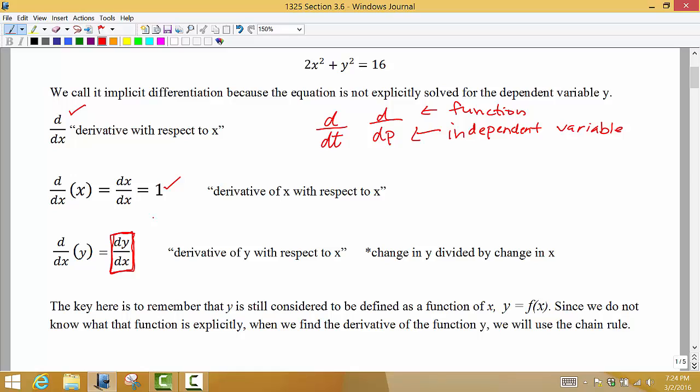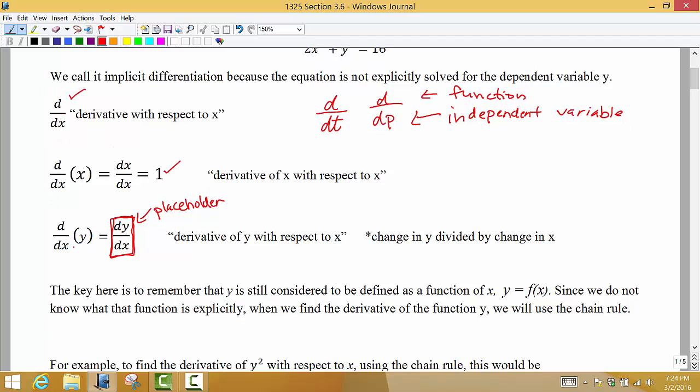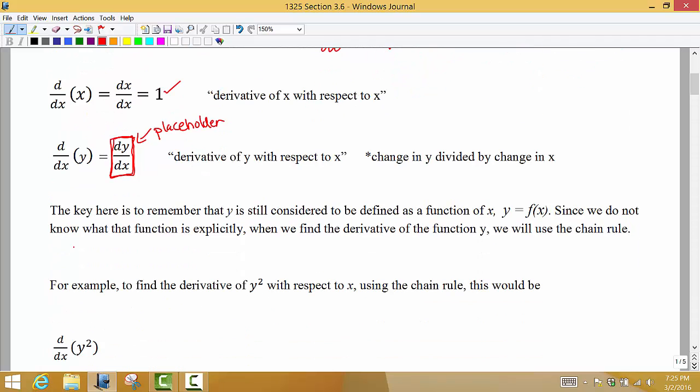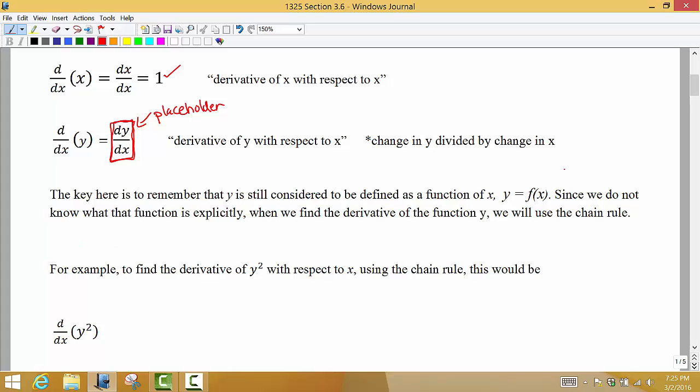I don't know what the actual function is, so I don't know what the derivative is, and this is a placeholder to say, if I knew what y was, then I would take the derivative of it. But we don't know what y is, so we're just going to say dy dx, the derivative of y with respect to x. The key for this whole section is to remember that y is the same thing as f of x. In other words, y is a function of x, where y is the dependent variable. I know we've said this a few times, but it's really important. And x represents the independent variable.